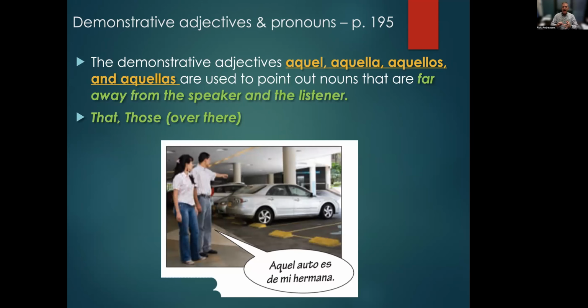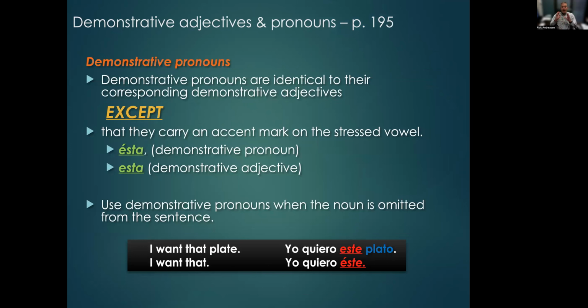Aquel, aquella, aquellos, and aquellas are used to point out nouns that are far away from the speaker. So that or those over there, over yonder, as we used to say down south. So that's the three different types. They all refer to space related to the speaker. Okay, so that's demonstrative adjectives. Remember, adjectives modify the nouns. They're going to take that noun and modify it by now giving it a location.